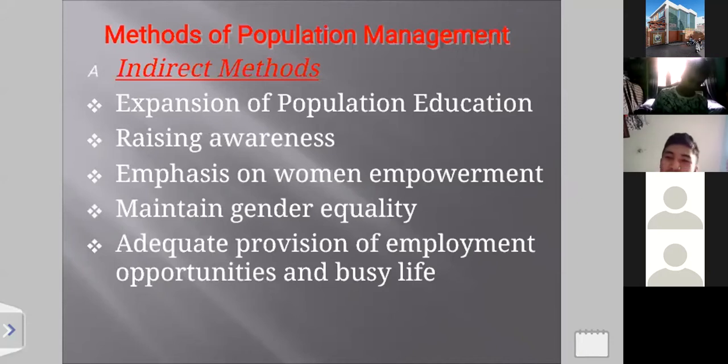Okay, sir. When people are educated, then they will know the harmful effects of rapid population growth, and they will also know the importance of managing the population. So after being educated, they can use the various means of managing the population. Okay, Mr. Ellis, is my sound audible? Yeah, okay, fine.